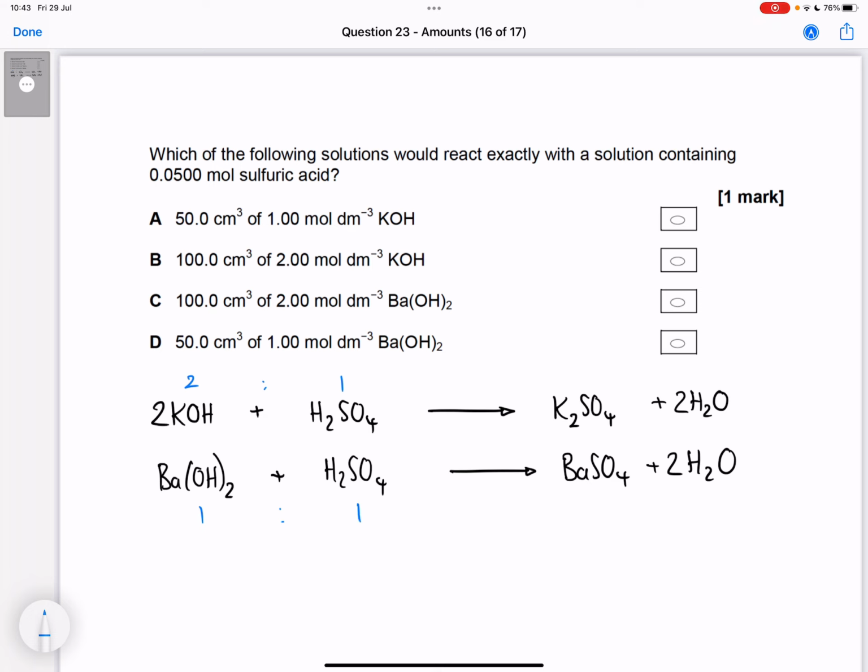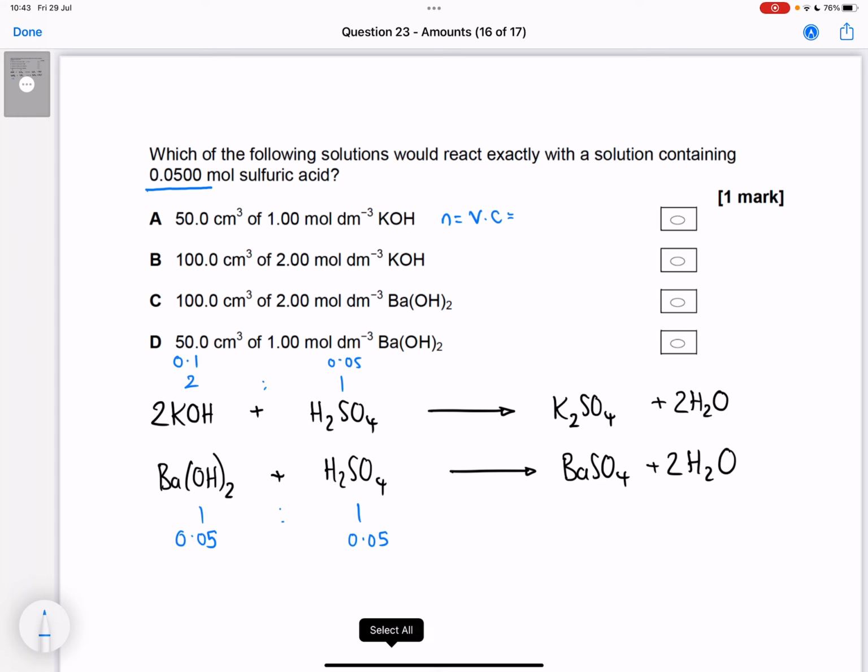And we need to know which one would react with exactly 0.05 moles. So if it was potassium hydroxide, if this is 0.05, then this one would need to be twice that, 0.1. But if it's for the barium hydroxide, it would need to be 0.05. So we can calculate moles of each of these. Moles are volume times concentration.